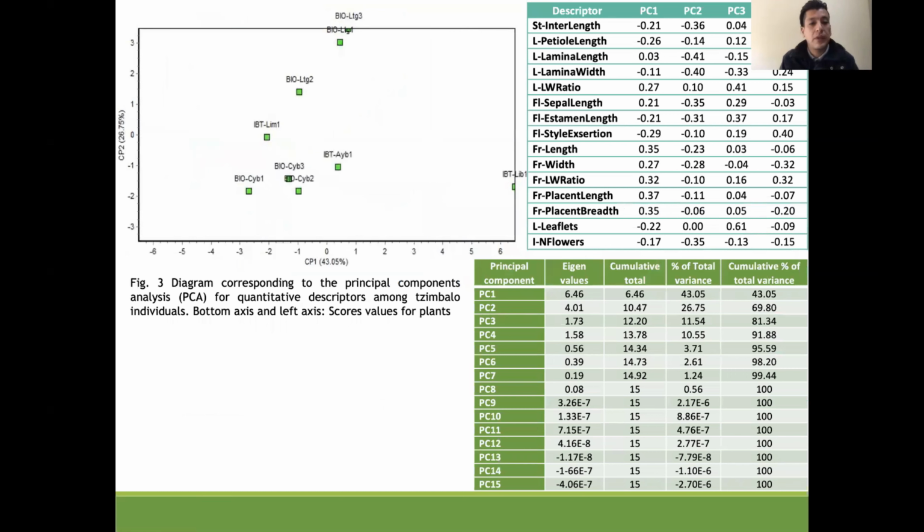And here, for quantitative descriptors, you can notice that fruit length is a descriptor with eigenvector values higher than others, as well as fruit blossom length and fruit blossom width. However, these descriptors are better evaluated by decomposition of genotype, environmental, and interaction effects.